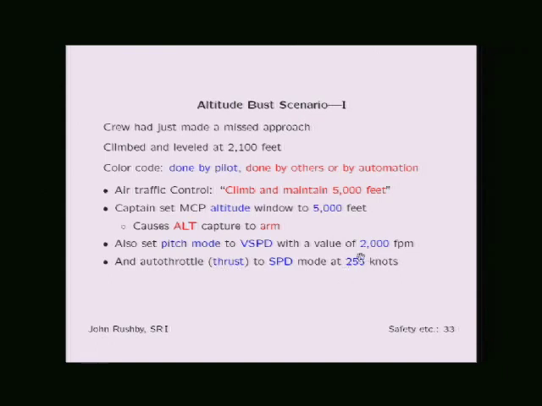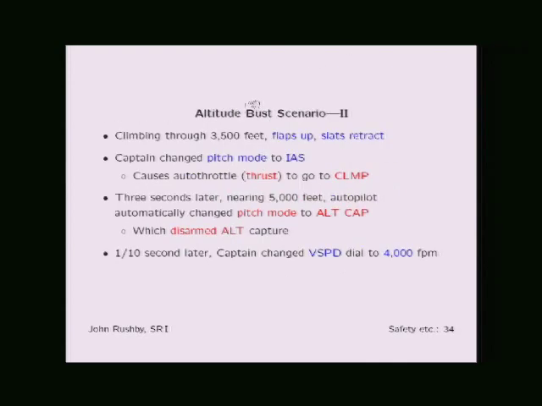Now the plane is climbing, so it's going through 3,500 feet, and the wing flaps are up. Remember, it was trying to land, and then it went back up. So typically, when the plane lands, the slats, which are, if you've seen a side view of a wing, these things which extend out, right? Those are the slats. So the slats retracted because it's going back up. And then the captain made a physical change. He changed the pitch mode to IAS.